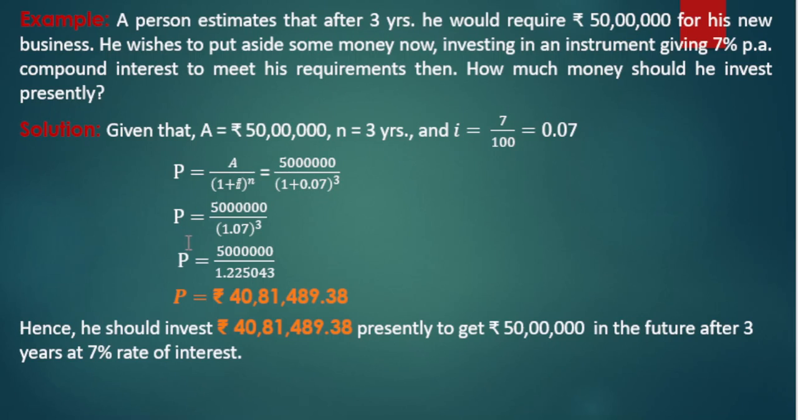After solving this, we have got the present value, which is rupees 40 lakhs 81,489 rupees 38 paisa. So he has to invest rupees 40 lakhs 81,489 rupees 38 paisa presently to get the rupees 50 lakhs in the future after 3 years at a 7% rate of interest. This is about present and future value.